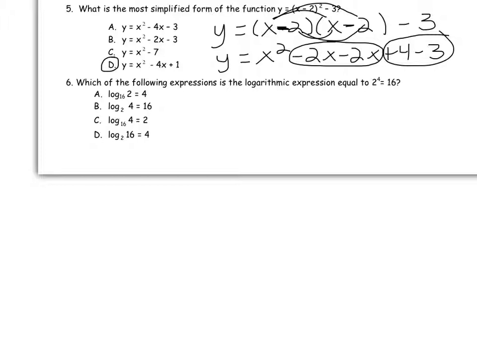Alright, which of the following expressions is the logarithmic expression equal to, again, sort of some typos here in these questions. So we're looking for an equation that is equivalent to 2 to the 4th equals 16. I think that's what the author of the question was intending. So I want an equation that carries the equivalent information that the statement 2 to the 4th is 16 carries. So 2 to the 4th is 16.